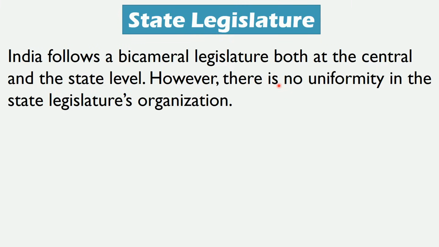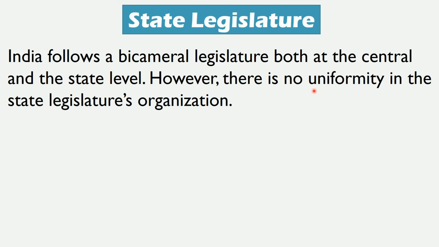Now first of all, understand the state legislature. India follows a bicameral legislature both at the central and the state level. So, if we talk about central level, there is Lok Sabha, Rajya Sabha and the President that forms Parliament. Similarly, at the state level, there is Legislative Assembly, Legislative Council and the Governor forming the state legislature. However, there is no uniformity in the state legislature's organization, due to which only a few states follow the bicameral system, while the rest of them follow a unicameral system.